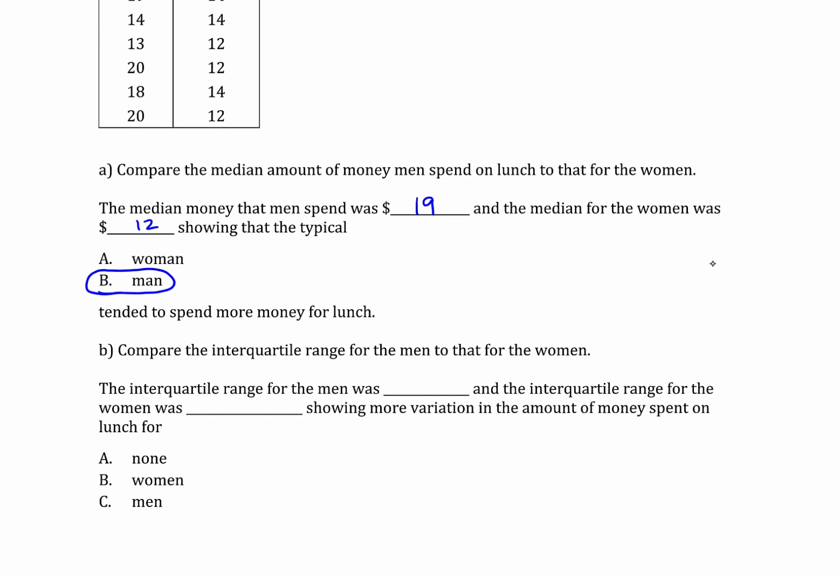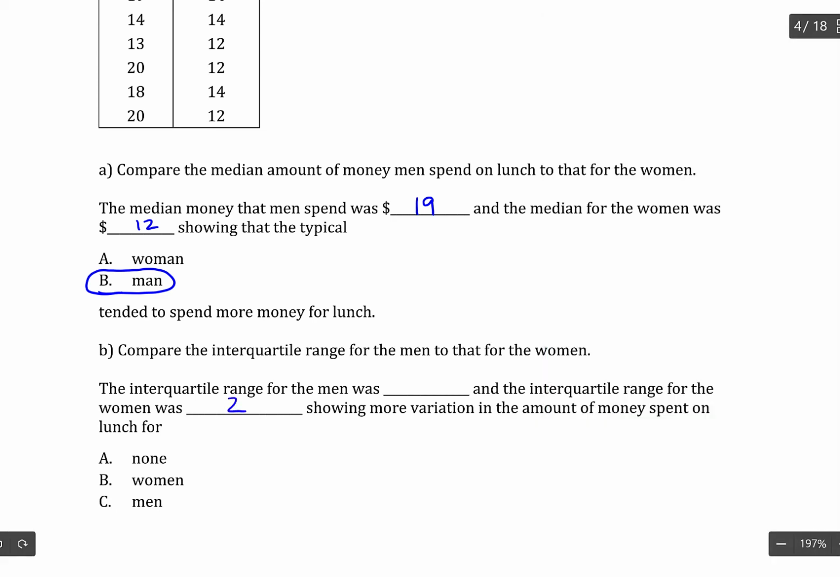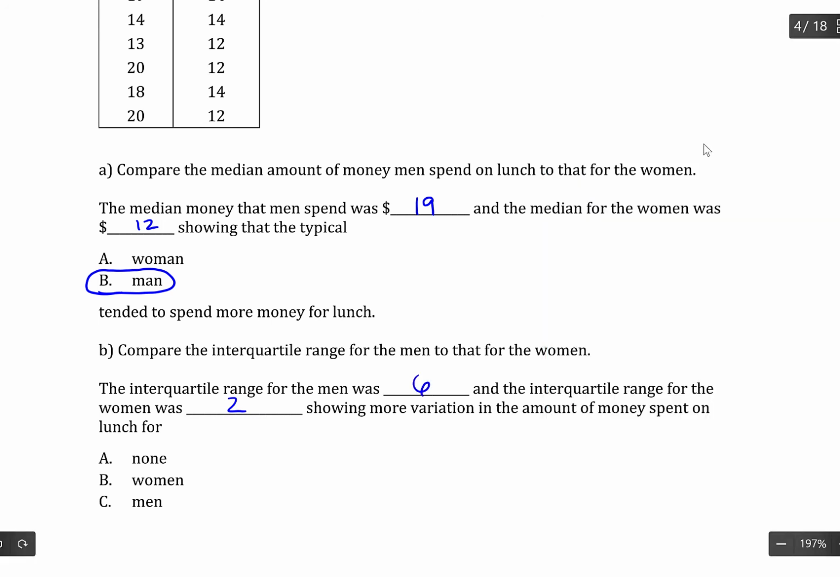All right, now we're going to compare the interquartile range from the men to the women. I've already got the women pulled up here. The interquartile range is Q3 minus Q1. So 14 minus 12 would be 2 for the women. Now to get the interquartile range for the men, I just need to do the one-var stats, but back for the list for the men. All right, so Q3 is 20 minus Q1, which is 14, so that's 6.